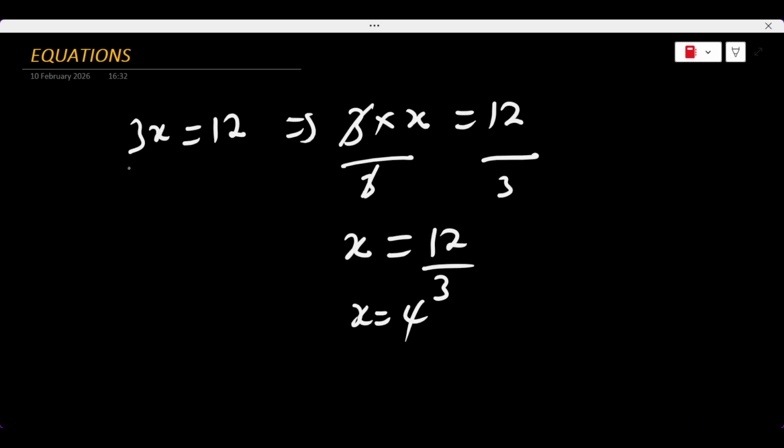So it's the same way. You leave it in this form, you divide by 3, divide by 3. This one cancels. We are left with x here equals what? 4. I hope that is clear.